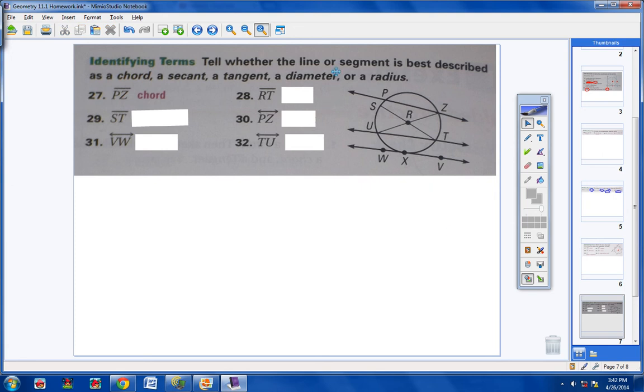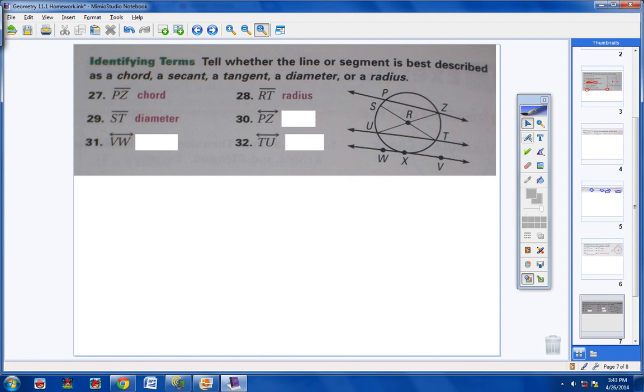All right, number 28, segment RT. Here's R, here's T, so here's the segment. Isn't that a radius? It goes from the center to the edge of the circle, so we would call that a radius. Now let's take a look at ST. Here's S right here, and here's T. Notice it's a segment whose endpoints lie on the circle here and here, and it passes through the center. So we definitely call that a diameter. A diameter.